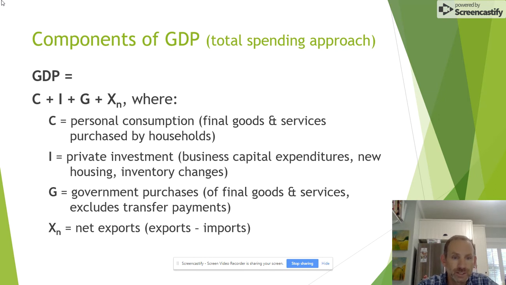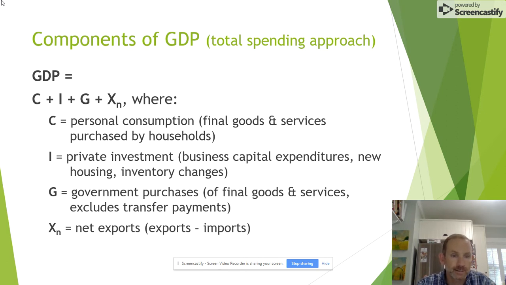Very importantly, though, G excludes things called transfer payments. Those are things like welfare, Social Security payments, unemployment, pensions to retired government employees and military personnel. Those things aren't counted because one way to think of it is the government's not actually purchasing anything there. They're just giving money to certain groups of people. Those people will then go out and spend that money and purchase final goods and services. So we'd be double counting if we counted those things.